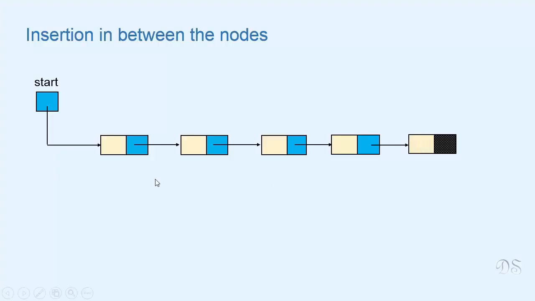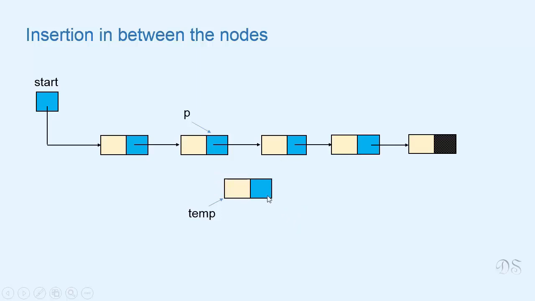Now we'll see how we can insert a new node between two nodes of a list. Suppose we have to insert a new node between these two nodes. For that we need a pointer to this node. So we allocate a new node. Now for this node to come in between these two nodes, link part of this node should point to this node and link part of this node should point to this node.